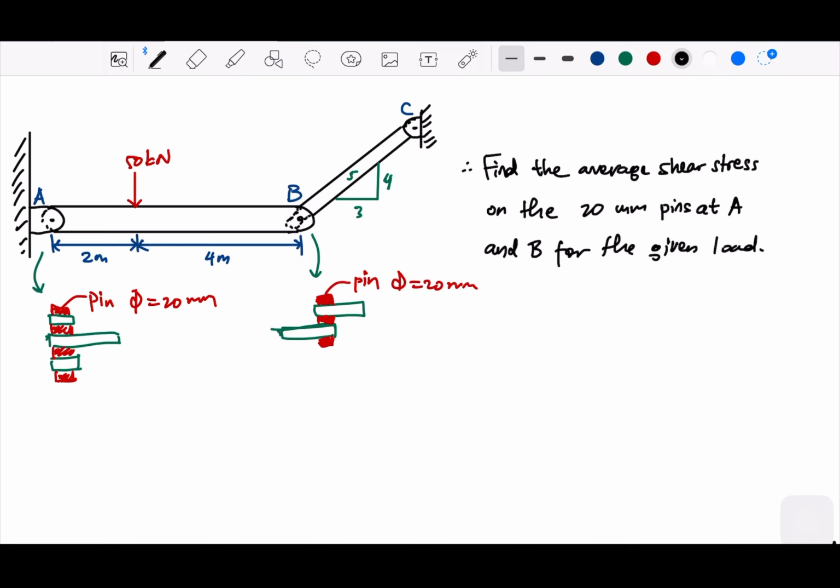So we have 2 pins. Let's just observe the pins first. Pins at A and pins at B. Which one is single from this picture? The right one, right? This is single. This is double. I hope you can get the idea. So let me write: this is the single shear, and this is double.